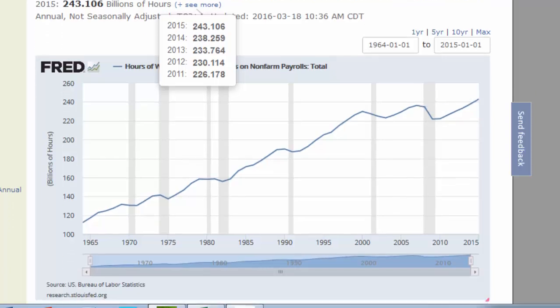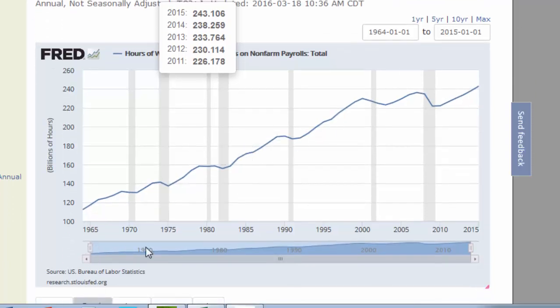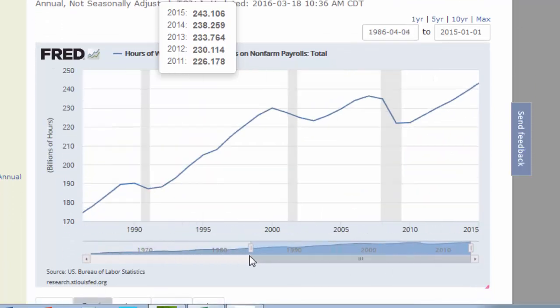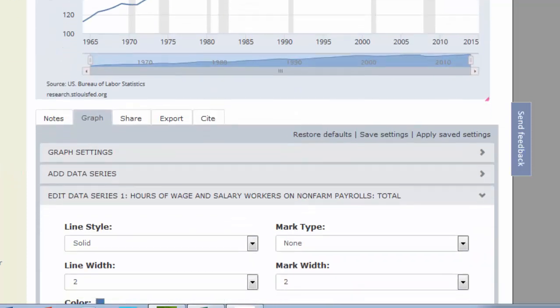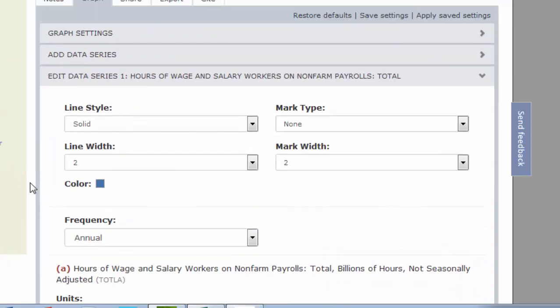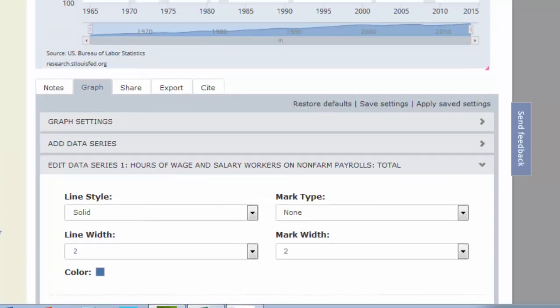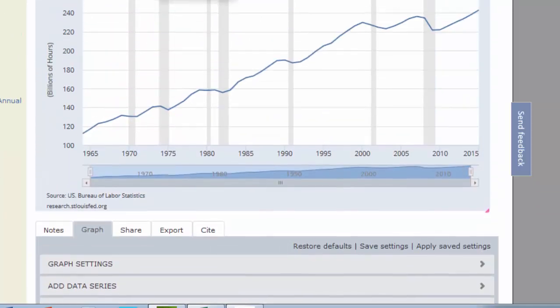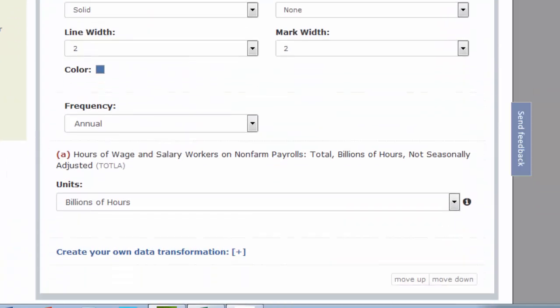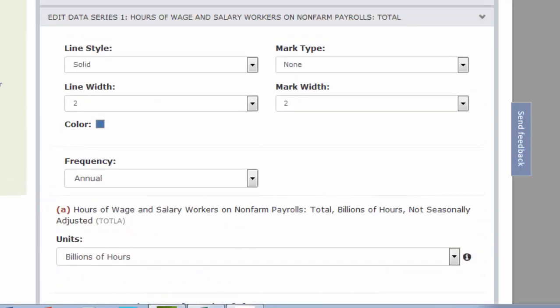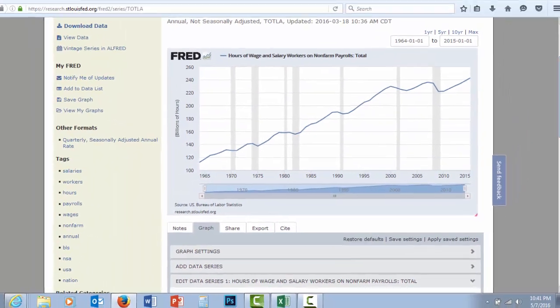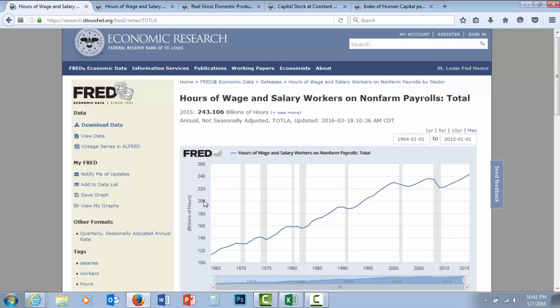It's really convenient, user-friendly. Let me show you one more thing here. You can also use the slider bar to zoom in or out on a range of the data. And then down here, there's all kinds of transformations you can do. You can change colors. You can then take and cut and paste this output into projects or presentations. And this is something that professional economists really use this data a lot. So that's where I grabbed the data, and I grabbed it for hours, total hours worked.